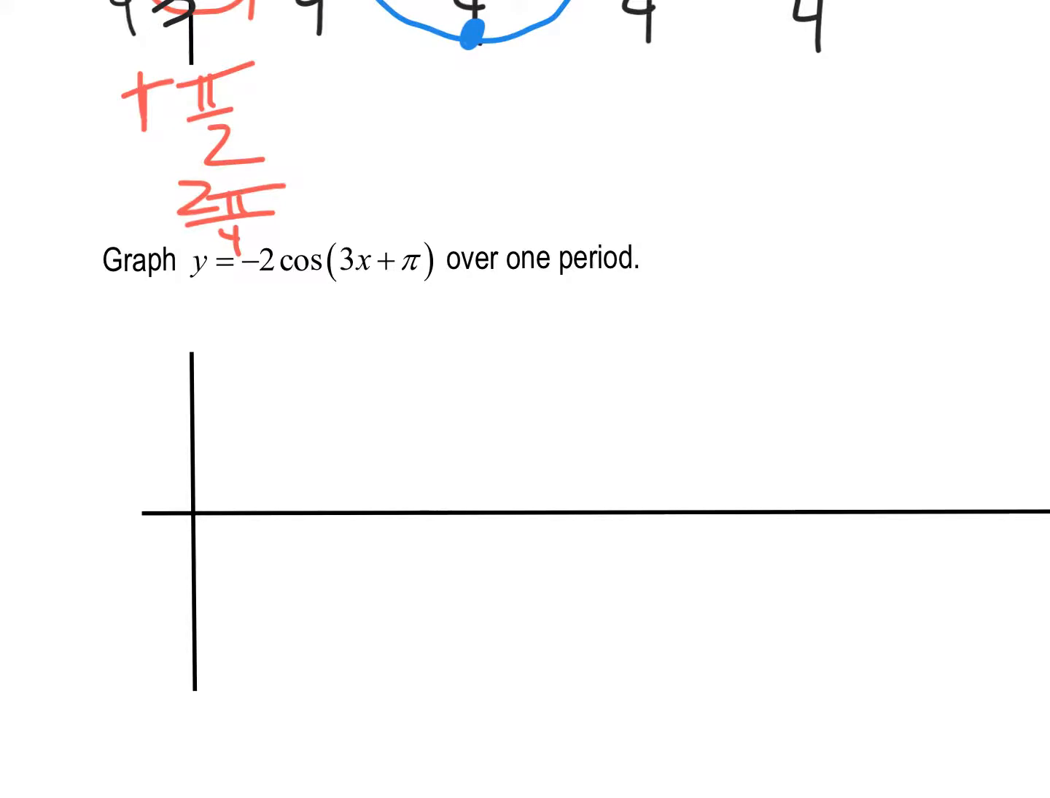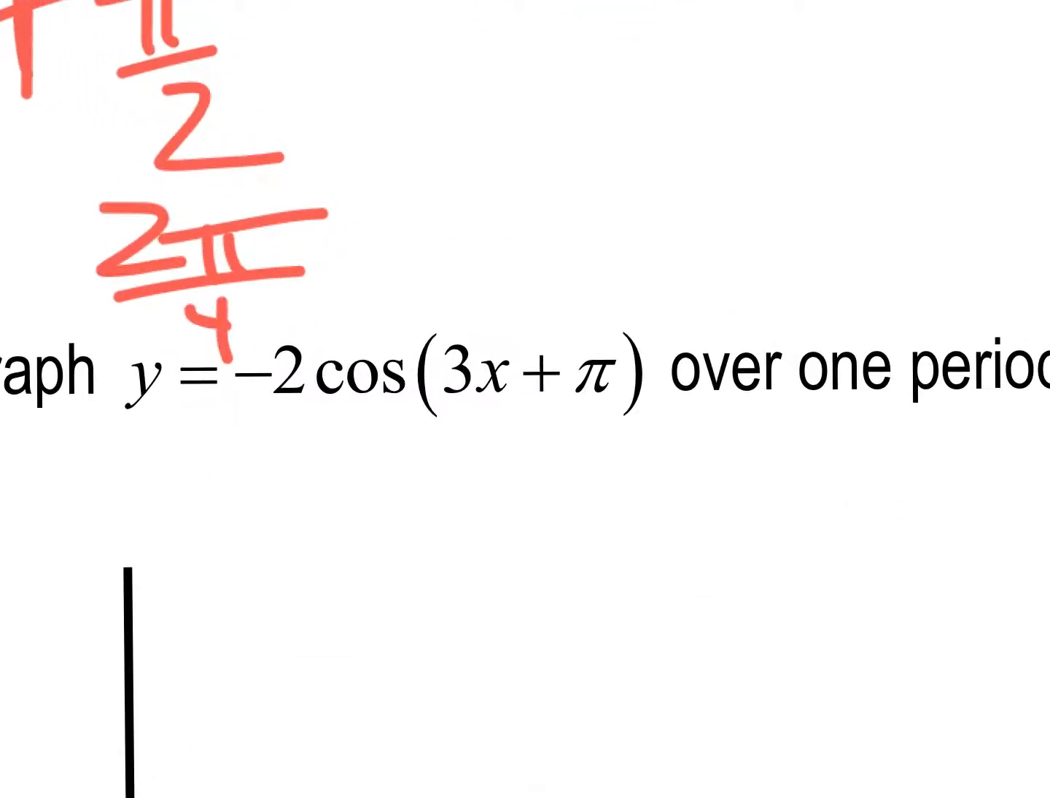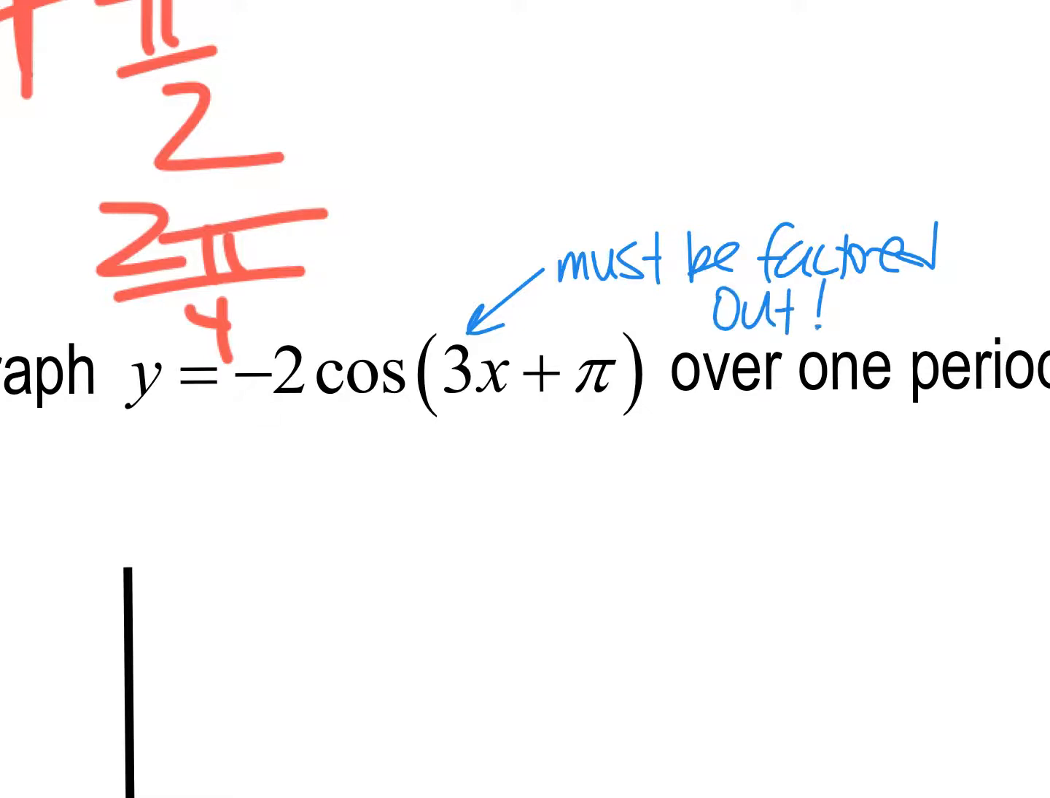So what I need to do first is make a huge note about this, you guys, is that this 3 needs to be factored out. Must be factored out. So here we have to think about some algebra 2 stuff. The equation I'm going to graph is y equals -2 cosine. Take out the 3. That makes it x plus, how do you take a 3 out of pi?